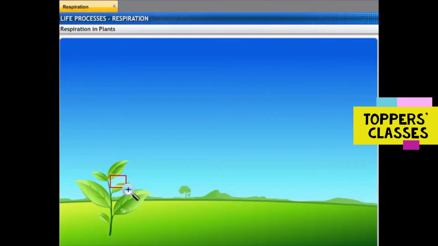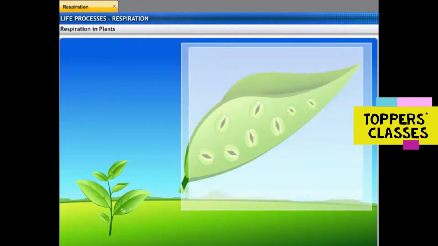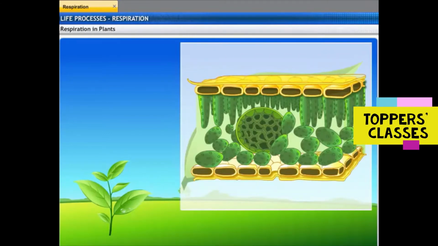Stomata are small openings seen on the lower surface of the leaves. The leaves have large intercellular spaces in between the mesophyll cells. This ensures that all the cells are in contact with air. Carbon dioxide and oxygen are therefore exchanged through the stomata by diffusion.